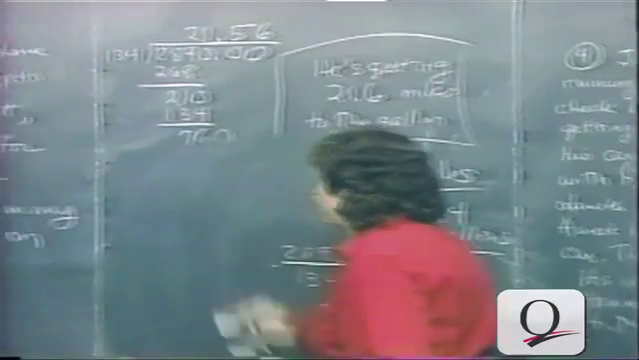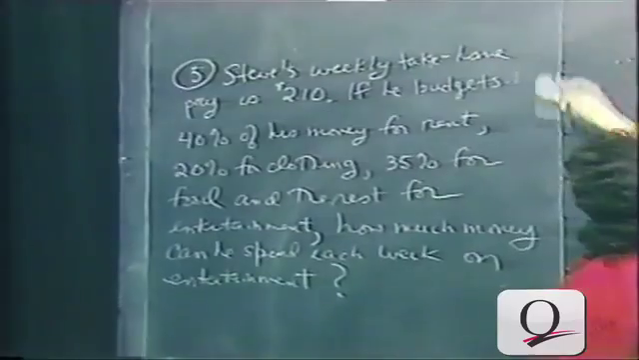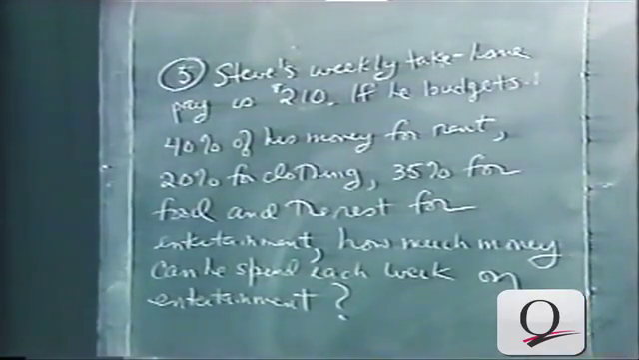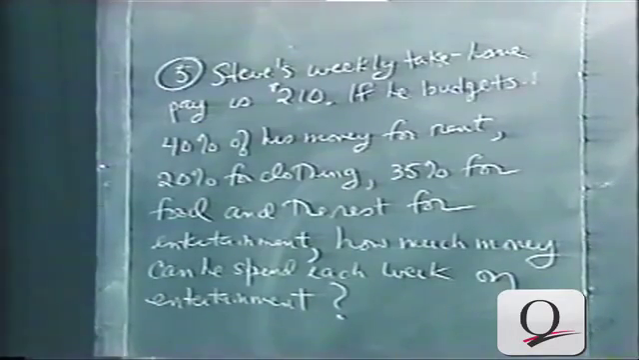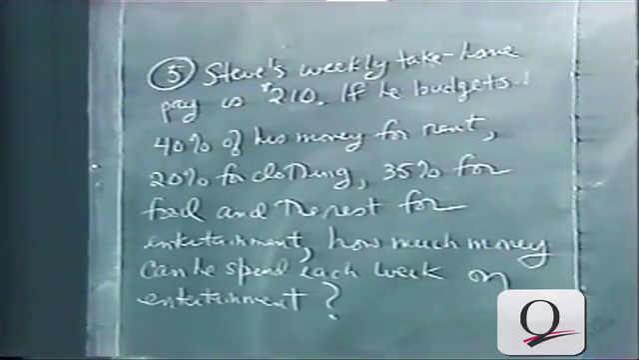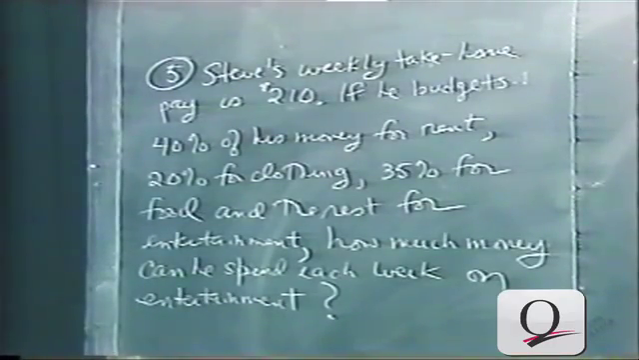Okay, in problem number 5, which you have on your sheets, Steve's weekly take-home pay is $210. If he budgets 40% of his money for rent, 20% for clothing, 35% for food, and the rest for entertainment, how much money can he spend each week on entertainment? When you work this problem out, you may decide that Steve should move to a cheaper apartment because he's not going to have all that much money left for entertainment. But this is a situation that you might find yourself in.